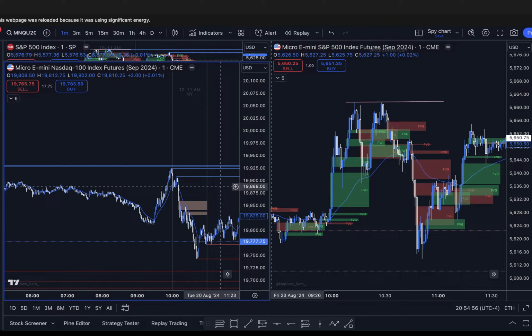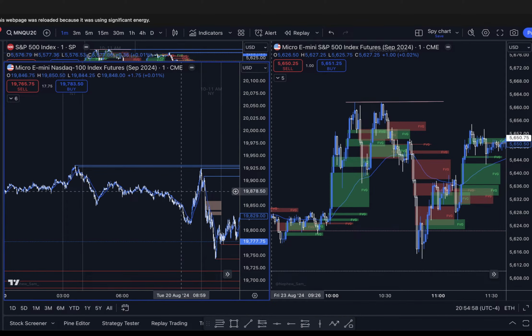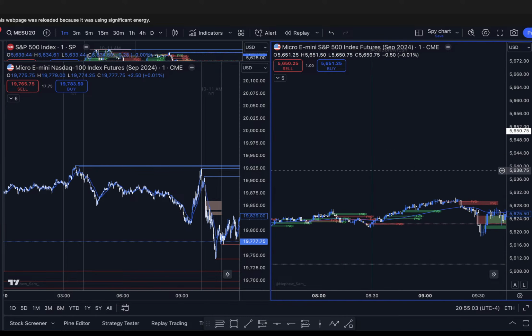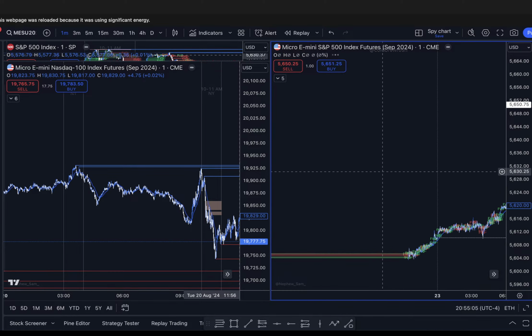hit, we reversed. I was waiting for it to take out this liquidity. It did not take it out. It just reversed. Why? Because ES took out the liquidity, which is SMT.